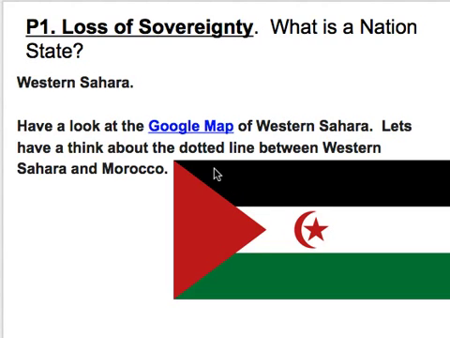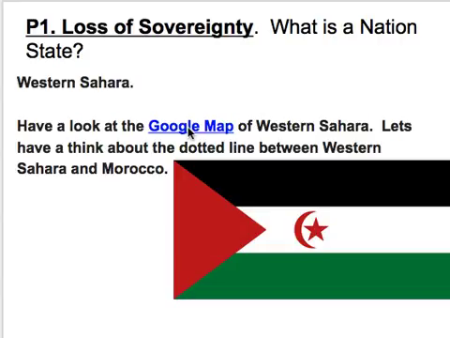But before we give you a definition, I'd like you to have a look by clicking on this link here, which will take you to the Google map of Western Sahara. And in particular, we're interested in the dotted line between Western Sahara and Morocco. Pause the video, have a look and think, what exactly does this dotted line mean?